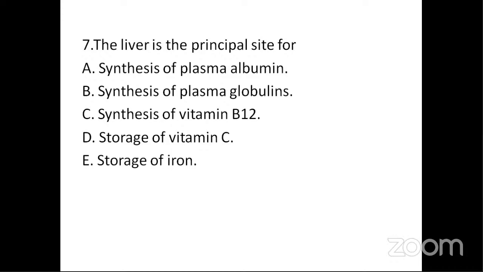The liver is the principal site for storage of vitamin C. It is false. Vitamin C is not stored. Any excess of requirements is excreted in the urine. And the liver helps in the storage of iron. Yes, it is true. Iron released from heme from broken down RBCs is stored in the liver for future hemopoiesis. So it is true in this case. Next.